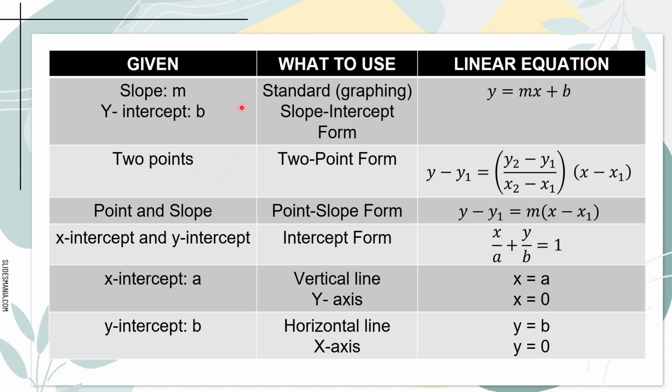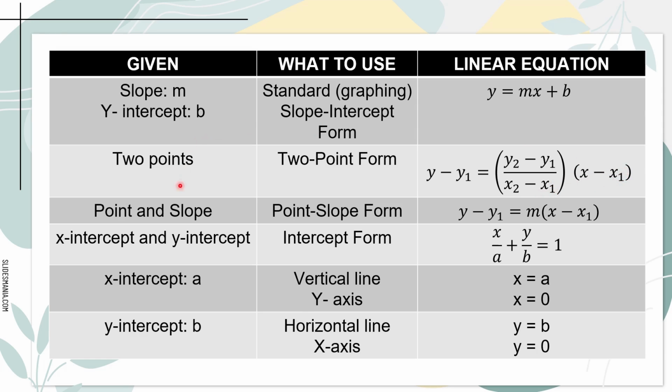So here's a table for the summary of all the forms or equations that we used a while ago. So how do we get the equation of the line having the given slope and y-intercept? We're gonna use the slope-intercept form, which is this. Y is equal to mx plus b. So here's the equation. Next, if the given are 2 points, we use the 2-point form. Here, we have y minus y sub 1 is equal to y sub 2 minus y sub 1 over x sub 2 minus x sub 1 times x minus x sub 1.